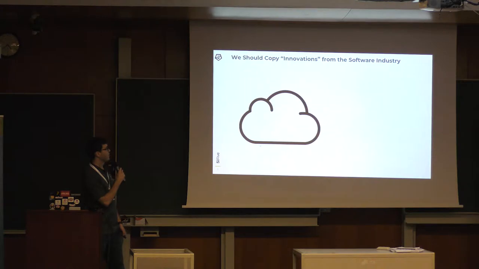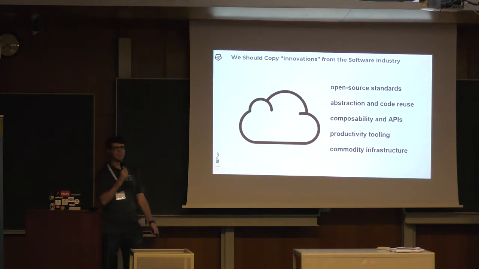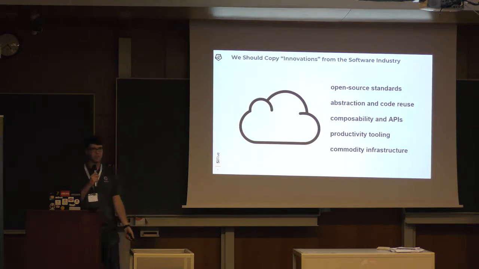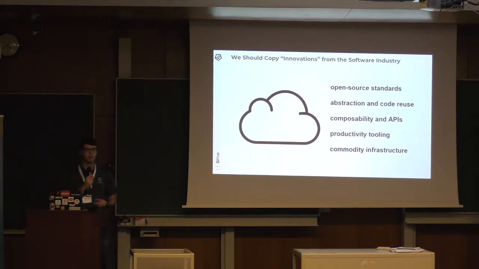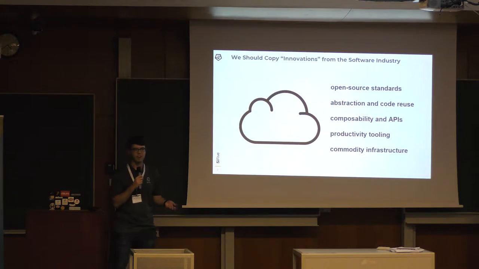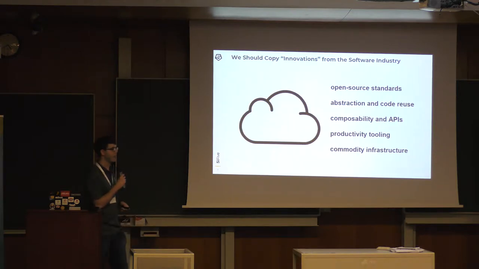So the idea is that we should copy these innovations from the software industry. Now, these aren't that innovative to anyone in this room: open source standards, abstraction and code reuse, composability and APIs. You need tooling and you want commodity infrastructure to run your stuff. It's kind of hard. One of the really nice things about Amazon F1 is you have FPGAs in the cloud now. I know everyone here probably likes to have an FPGA on your desk, but it is kind of a barrier to entry into our field, and it's really nice if you don't have to have that in order to test your design.